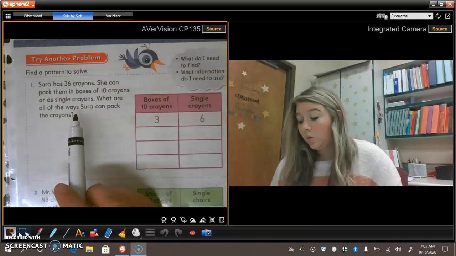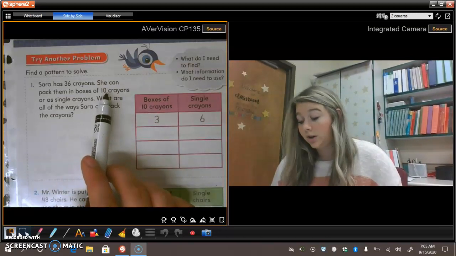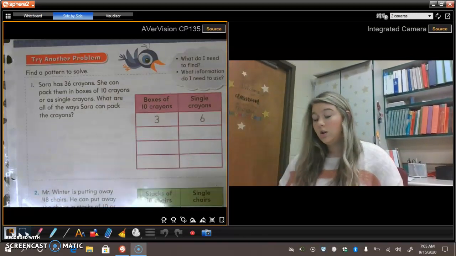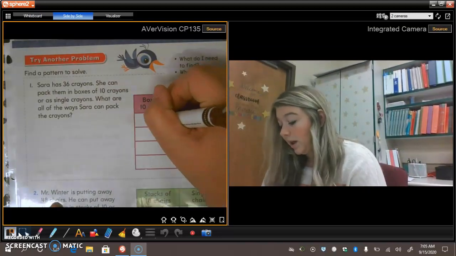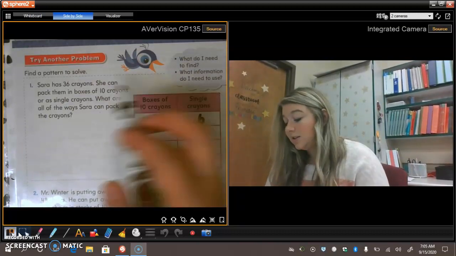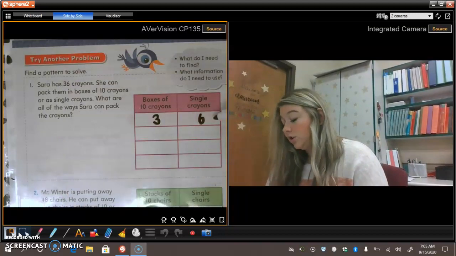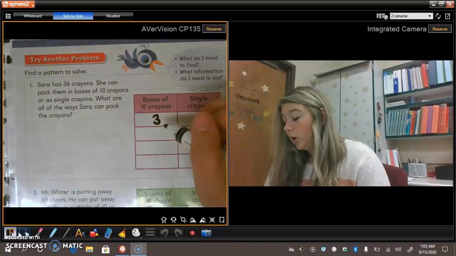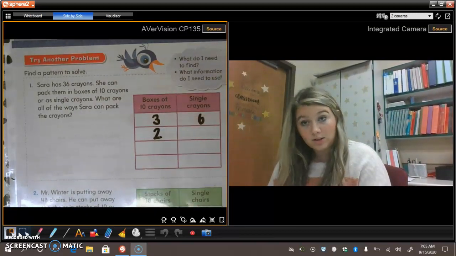And what do we know? We know that a box of crayons can have 10 crayons, and she has single crayons. So they already started for us. So if we have 3 boxes, we have 30. So we have 30, and then that's still shy of the 36 crayons she has, and then she has 6 single crayons. Okay, so let's try if it has 2 boxes. Then we have 20 crayons.